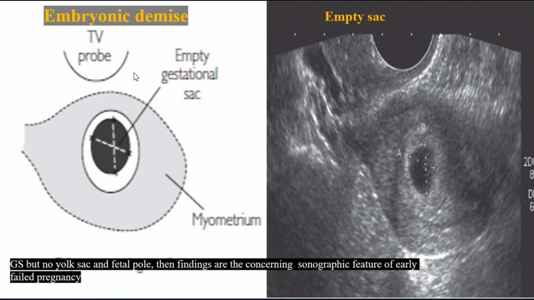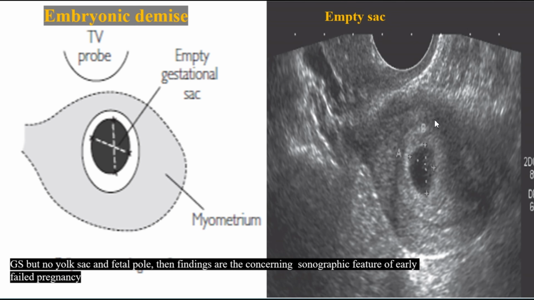And now we are going to discuss embryonic demise. There are different conditions which may occur in embryonic demise. So first of all, we are going to discuss the empty gestational sac. Here you can see the schematic diagram, and this one is the adjacent sonogram.